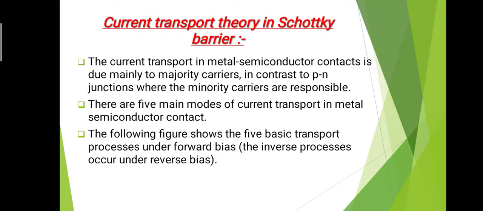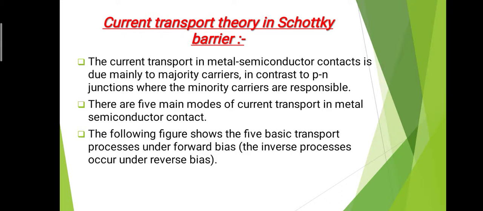We have studied about the metal semiconductor contact, how the depletion layer is formed in between the metal and semiconductor. Also we have studied the energy level diagram or energy band diagram of the metal semiconductor. Also we have seen in our previous video the expression for the barrier height, that is the barrier which is formed at the metal semiconductor junction. So we have seen the expression of this barrier height.